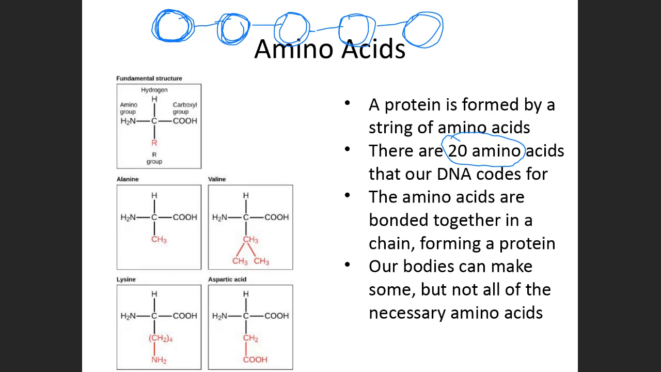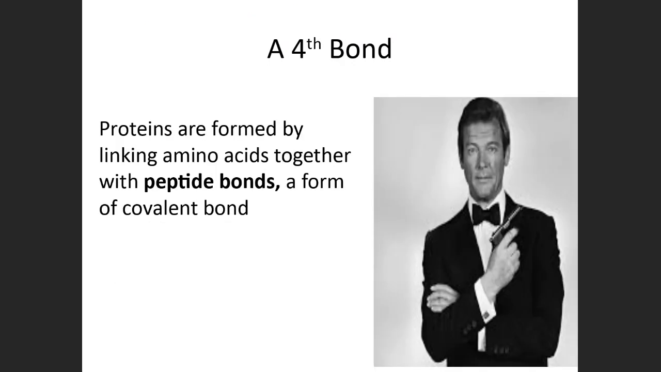So how are these amino acids bonded together? We've talked already about some kinds of bonds, but there is a fourth bond that we haven't talked about. Proteins are formed by bonding those amino acids together, and that bond is called a peptide bond. So P is for protein, P is for peptide.